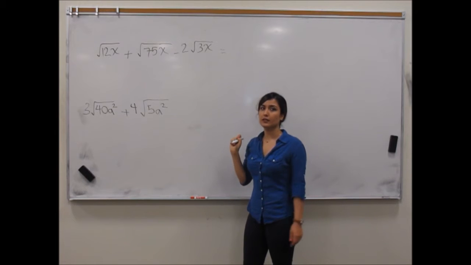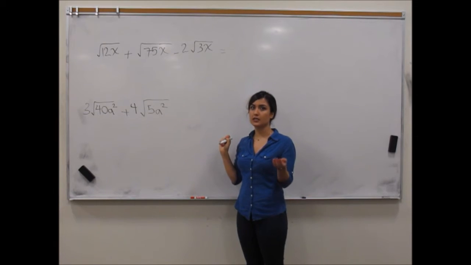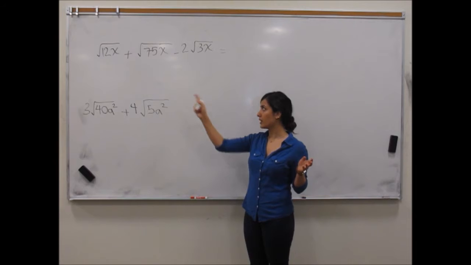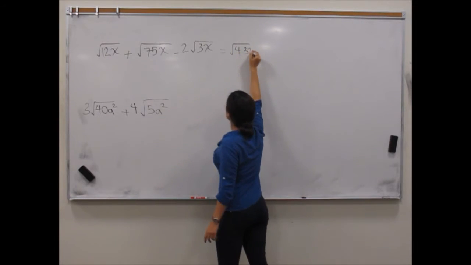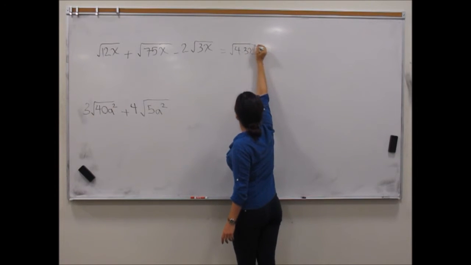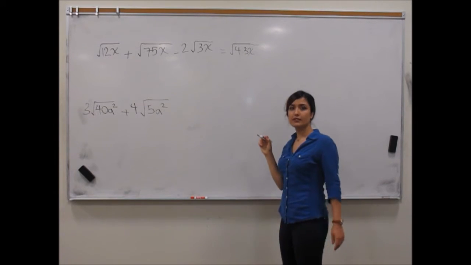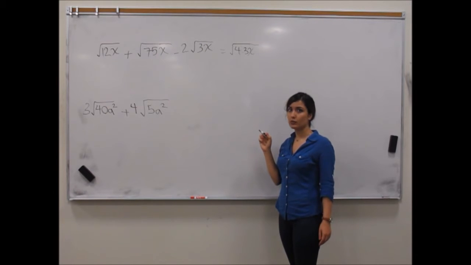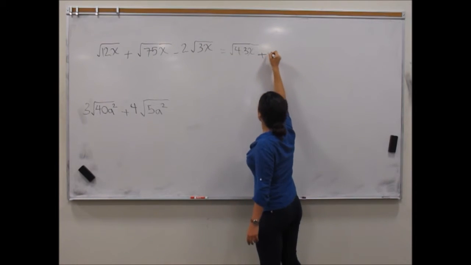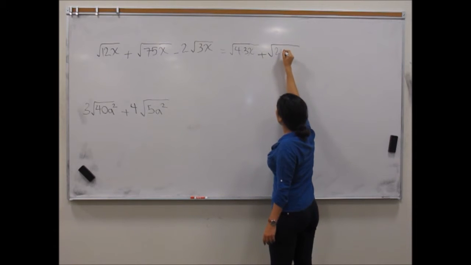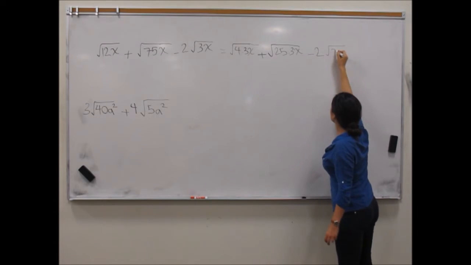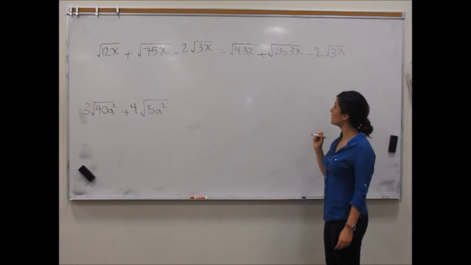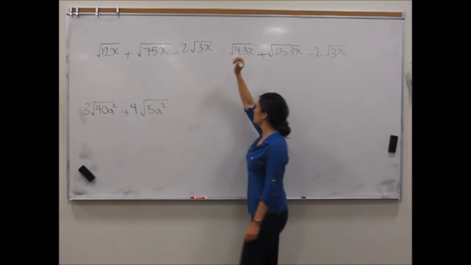Instead of 12, I can write 4 times 3 because 4 is the largest perfect square in 12. So that would be rad 4 times 3x. For 75, the largest perfect square in 75 is 25, so I can write it as rad 25 times 3x. And the last one, I'm just going to keep the same way because I cannot simplify it anymore. So this one, I'm going to break down the radicals.